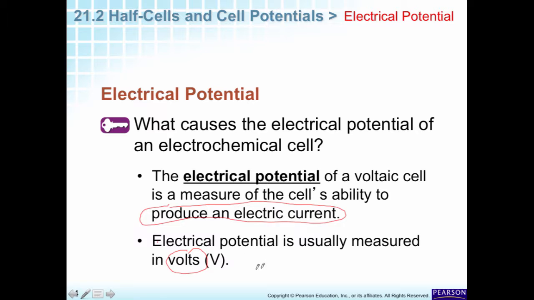So if you ever looked at a battery, you might have seen that it was 1.5 volts. Or a car battery is like 12 volts. All right? So we use volts as a way of looking at electric potential. Current, on the other hand, is measured in amperes, and in physics you'll learn how to relate the two.